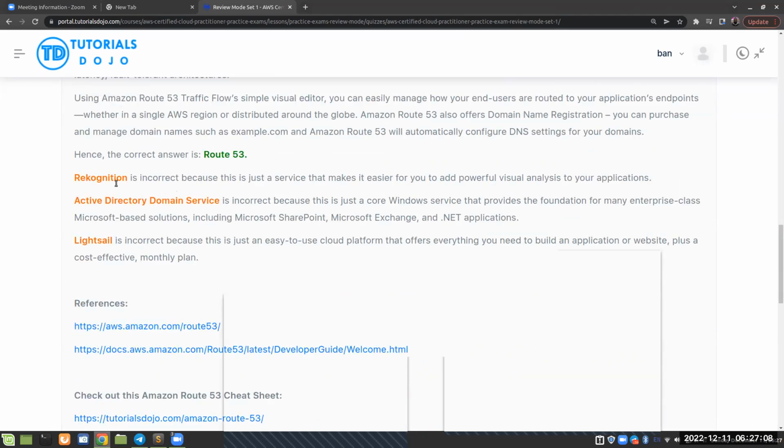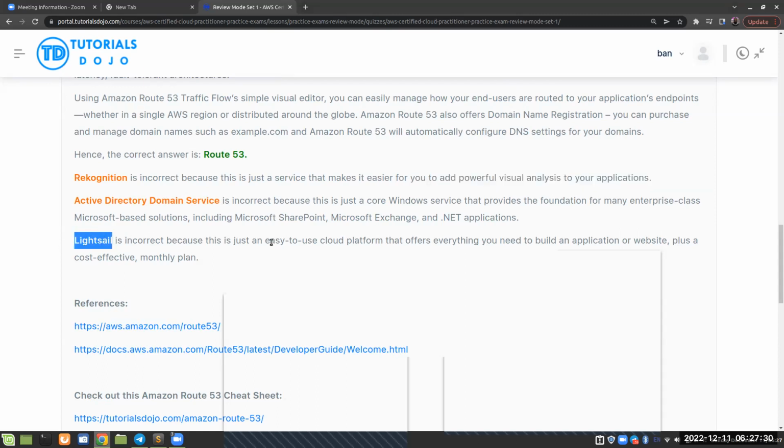Rekognition is used in machine learning. It is a service that makes it easier for you to add powerful visual analysis to your applications. Active Directory domain name service is used in Windows. It's not a cloud, AWS, it's not Amazon cloud service.